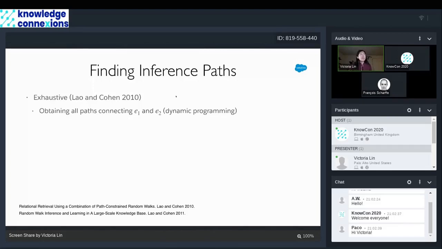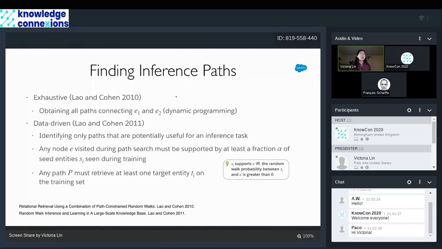So that's why later works have been trying to look at how we could effectively identify paths that are potentially informative for our inference. For example, early works before deep learning took off tried data-driven methods, for example, trying to come up with discrete heuristics that help us select the better paths. For example, we only keep paths that are supported by some training facts, or we only keep paths that lead to some targeted entities on the training set, and use them as features.